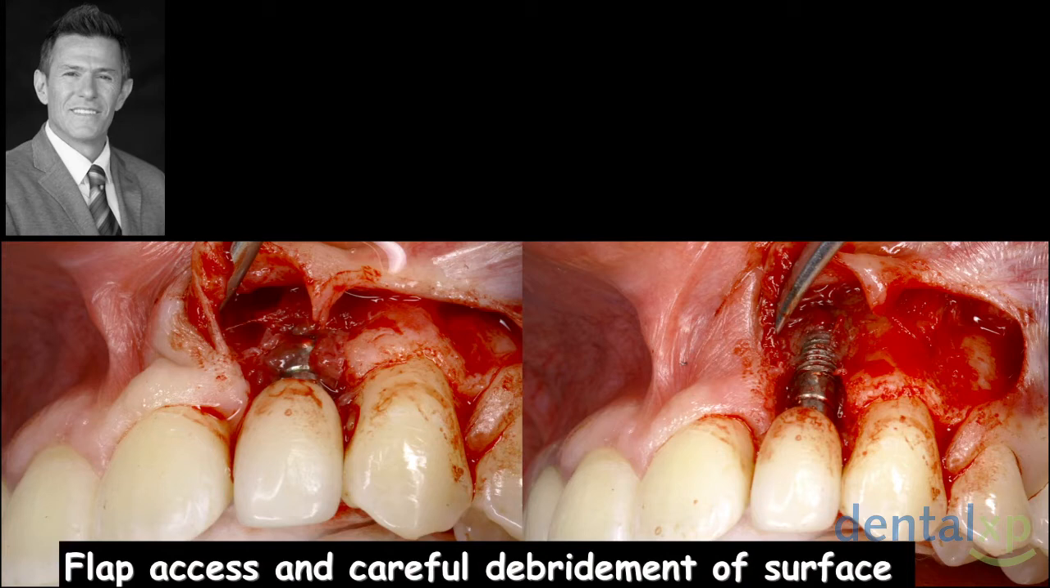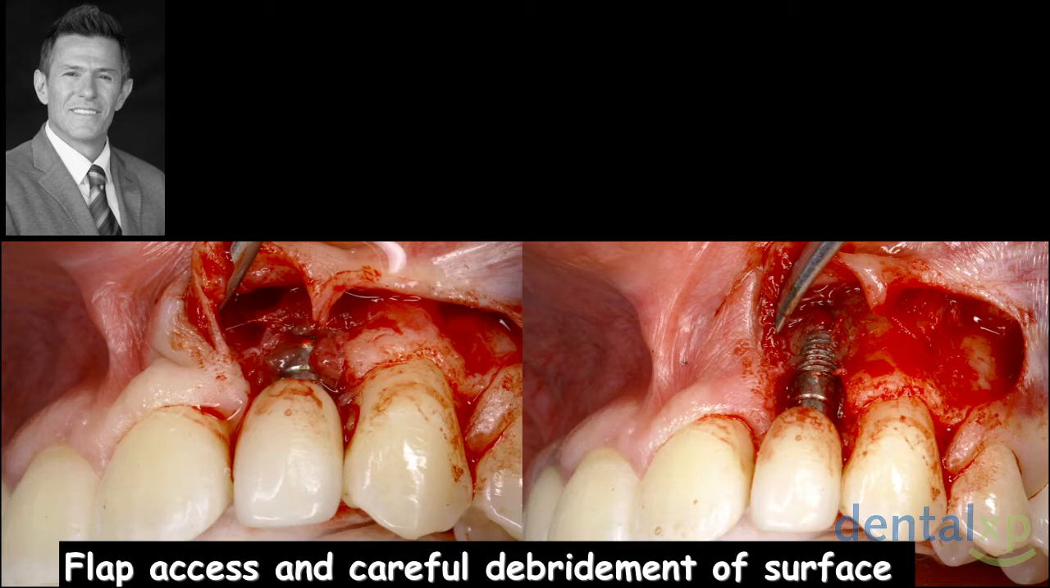Flap access and careful debridement of the surface. We don't promise these patients that the implant is going to survive. I think it's very important when you have an ailing, potentially failing implant that we don't overpromise the patient. So one of the first things we do now is go in and tell the patient we're going to do an exploratory, and we're going to also debride the case thoroughly, and then we're going to make an evaluation of whether or not that implant can be saved.